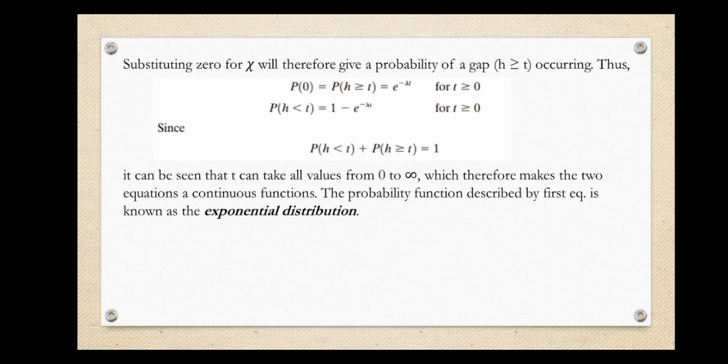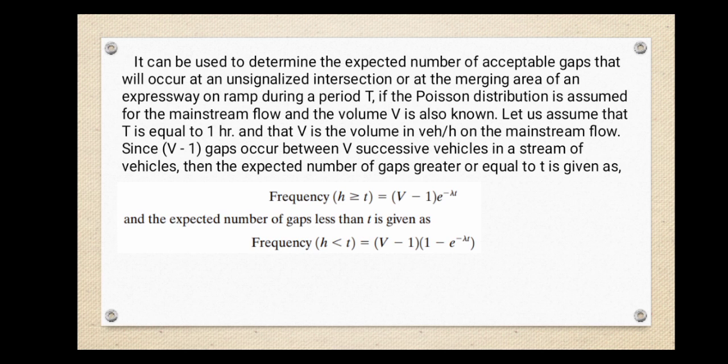So it can be seen that t can take all values from 0 to infinity, which therefore makes the two equations continuous functions. The probability function described by the first equation is known as the exponential distribution. It can be used to determine the expected number of acceptable gaps that will occur at an unsignalized intersection or at the merging area of an expressway on-ramp during a period t.